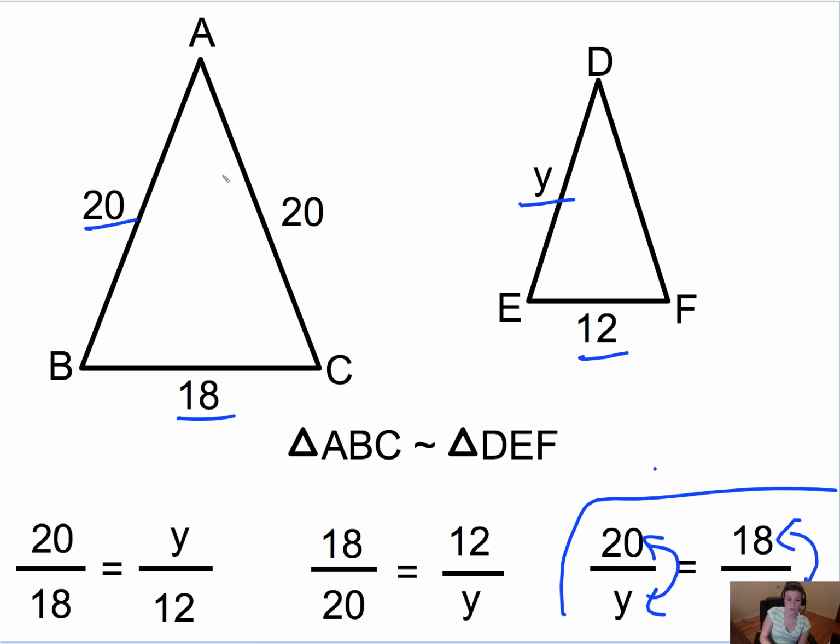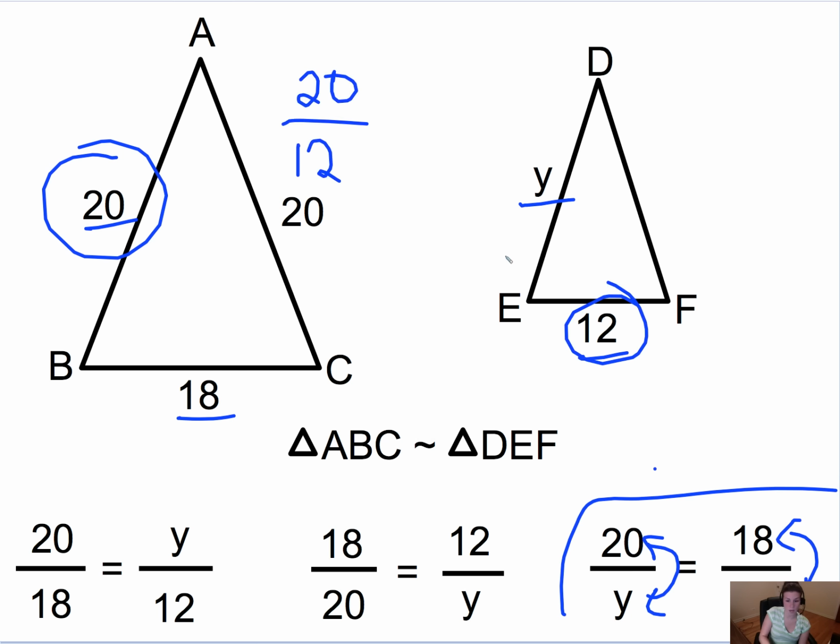You just have to be careful not to put the 20 corresponding to the 12 because those are in no way related. They're not on the same triangle, they're not in corresponding positions, so that would not be correct. Any of these, though, will get you the same answer because as you can see, when you go to cross multiply, you're multiplying 18 times y, and then 20 times 12. So all of them will get you the same answer, just different ways of thinking.